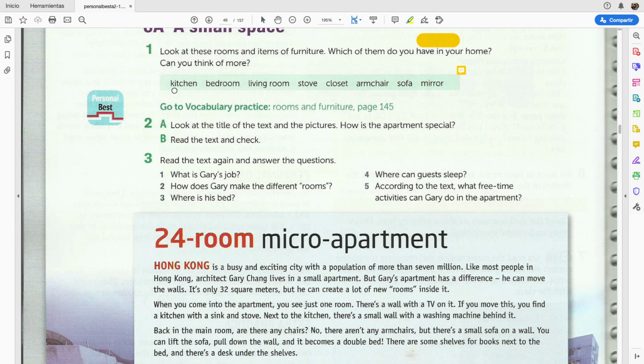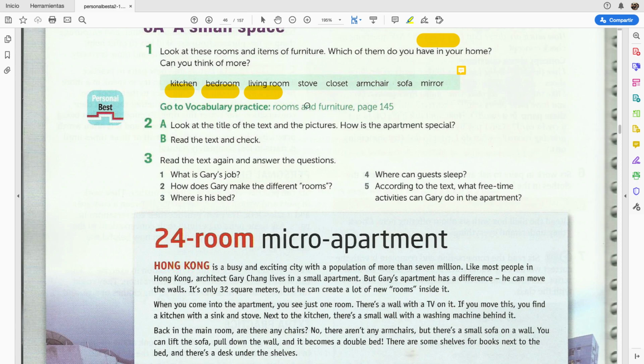Here we are going to underline these ones, the kitchen, bathroom, living room, and no more, because these ones here, they are rooms in a house, no? The different places that we have in a house or in an apartment, for example. And these ones here, like the stove, the closet, armchair, sofa, and mirror, those are items of furniture, muebles, the furniture, or the different objects that you have in your house, okay?